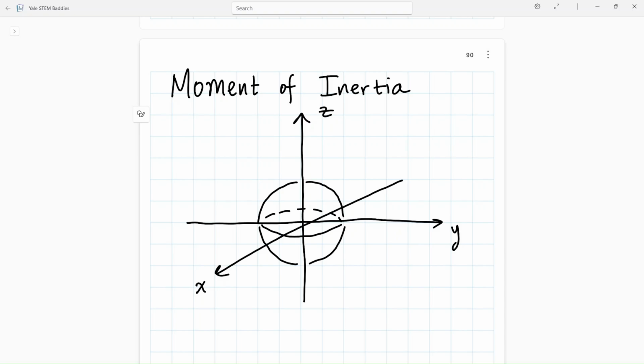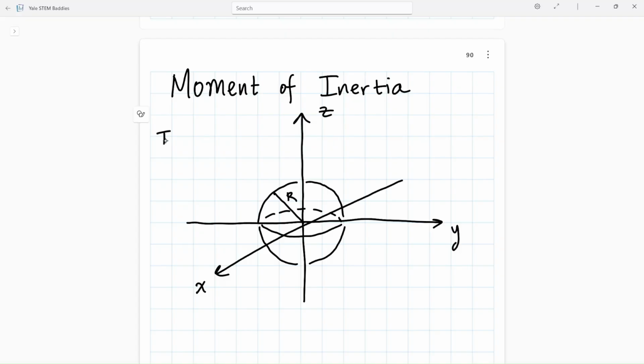In this video, we are going to find the moment of inertia of a solid sphere that has uniform density. We're going to say that the radius of this sphere in this problem is R, and it has mass M, and that mass is uniformly distributed throughout this sphere. So let's go ahead and start from first principles.